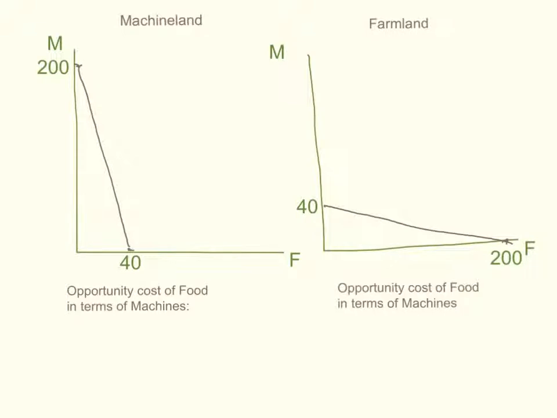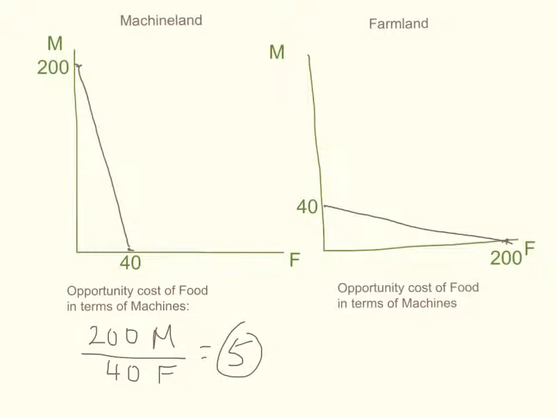The easiest numbers to use for straight line production possibility frontiers are simply these axis numbers. So to go from here to here, Machineland gives up 200 machines in order to get 40 units of food. So therefore, the opportunity cost of food in terms of machines is 5.